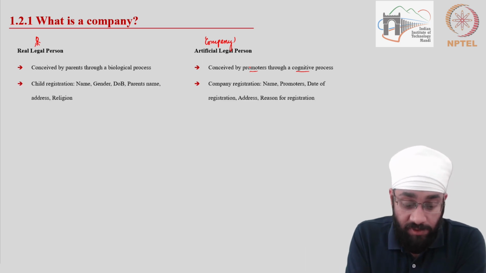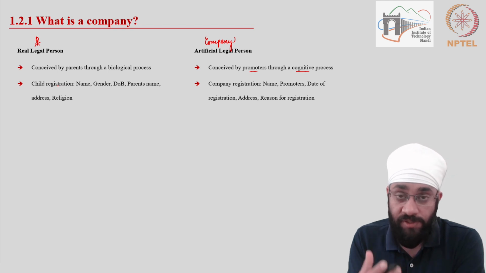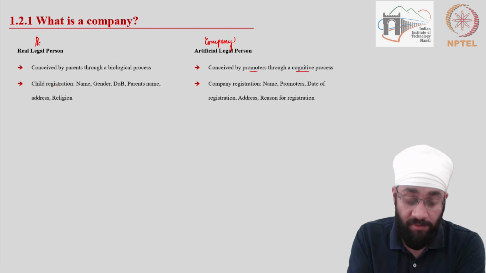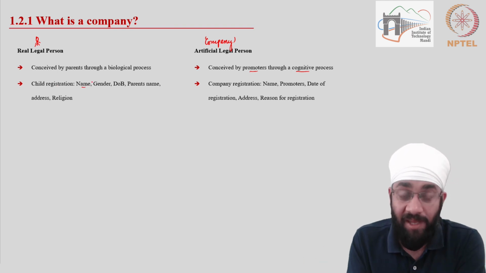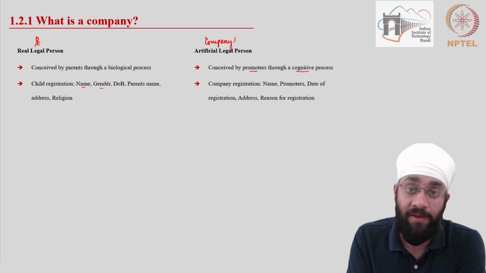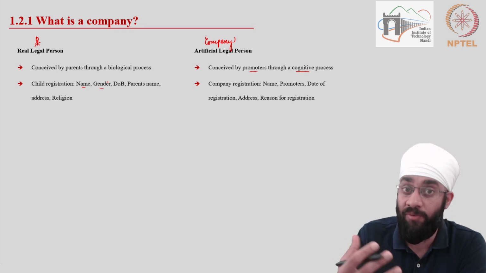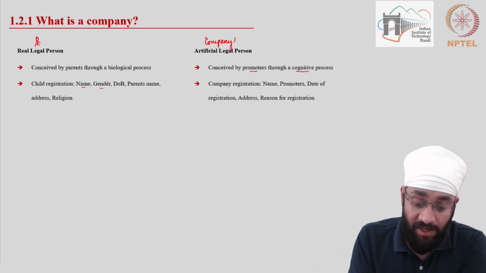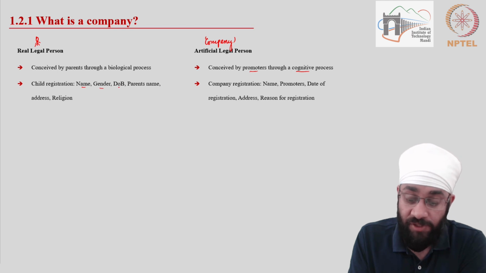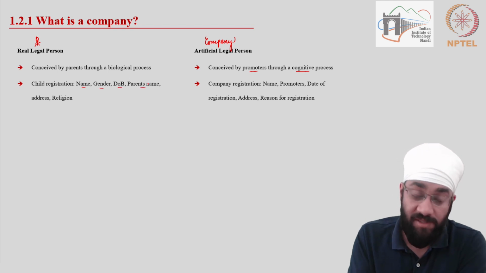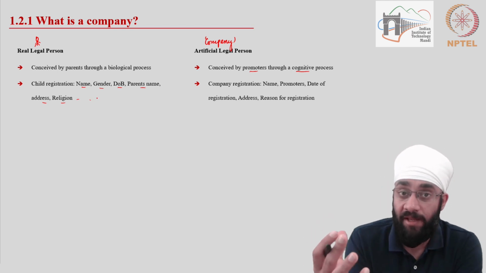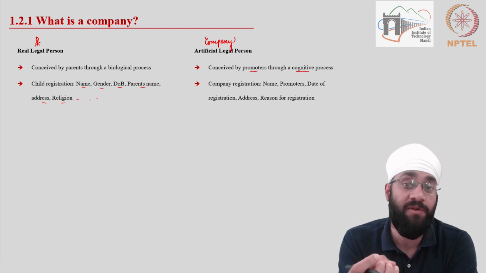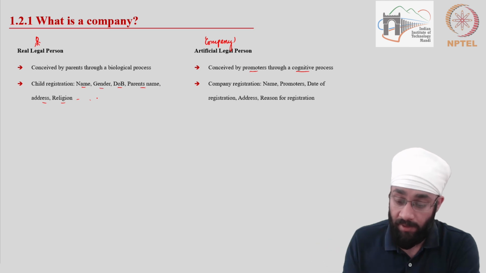Now, when you have a child, you want to register the child so that it is recognized in the national register of citizens. So you have to name your child. You have to tell the government. You go to a hospital, you do a birth registration. You have to tell them the gender, date of birth, parents' names, address, religion, caste, and there are many other details which are required to register an individual in a country.